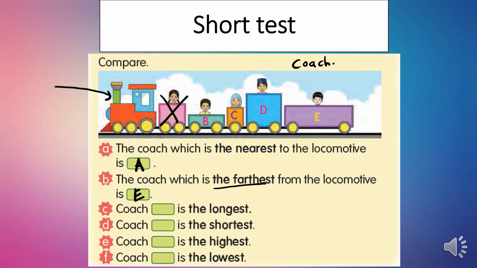Now let's compare coach B and coach C. Which one is the longest? Very good. Coach B is longer than coach C. Therefore, coach C is wrong. Now let's compare coach B and coach D. Which one is the longest? Very good. Coach B is longer than coach D. So coach D is wrong.